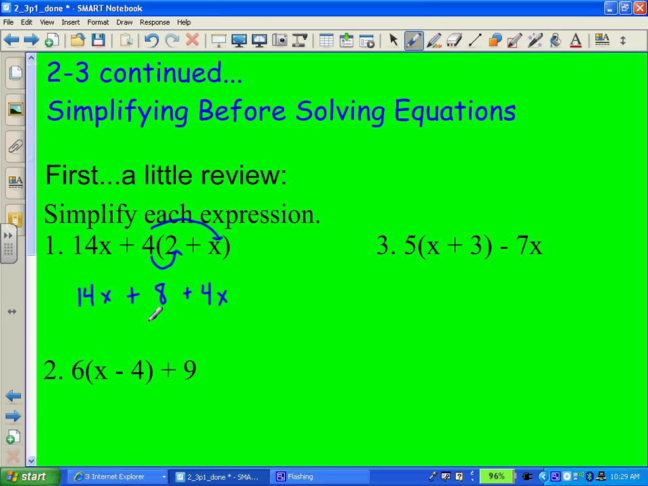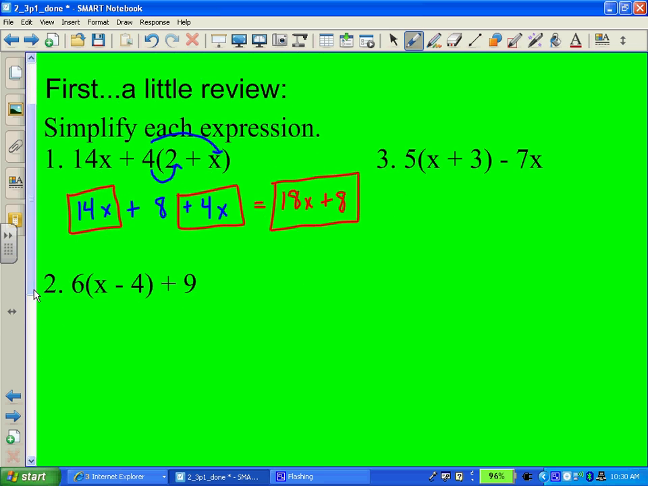After I distribute, the next step is to combine like terms. Well, hopefully you remember that 14x and 4x would be like terms. So when I combine those, I get 18x plus 8. Now I can't combine those, and hopefully you know why, and it's because the 8 does not have an x. Let's look at another one.